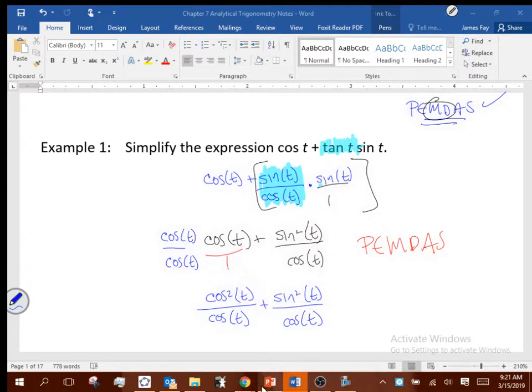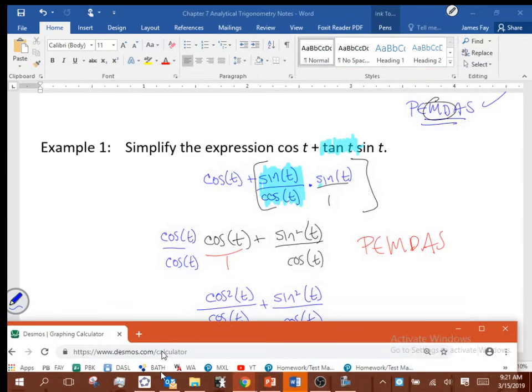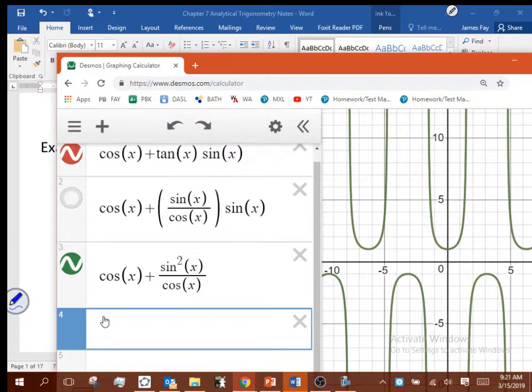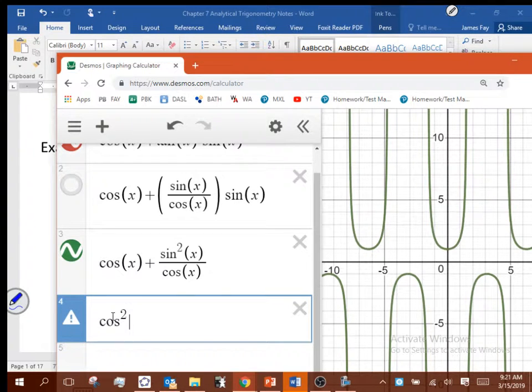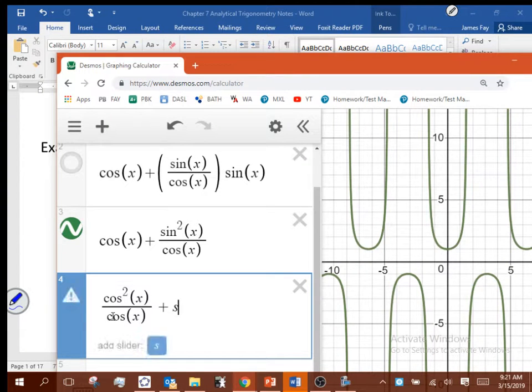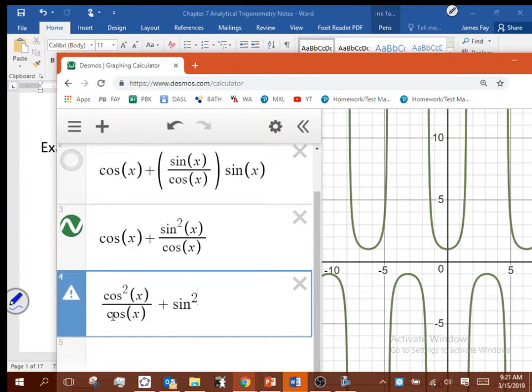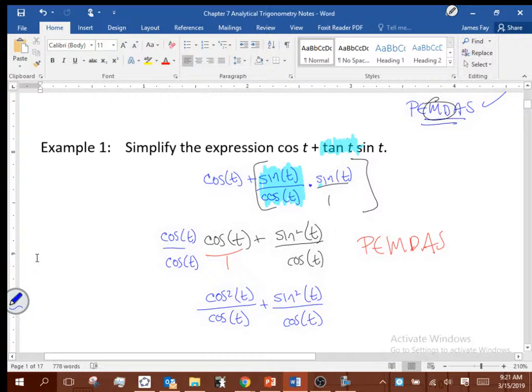Now you might be a person who says, okay, I don't want to go on without knowing whether that was correct or not. So you might go ahead and just go cosine x, cosine squared x divided by cosine x. And then we had plus sine squared x divided by cosine x, and just guarantee myself that that is the same curve as all the other ones were, right? Okay. So I can keep working.